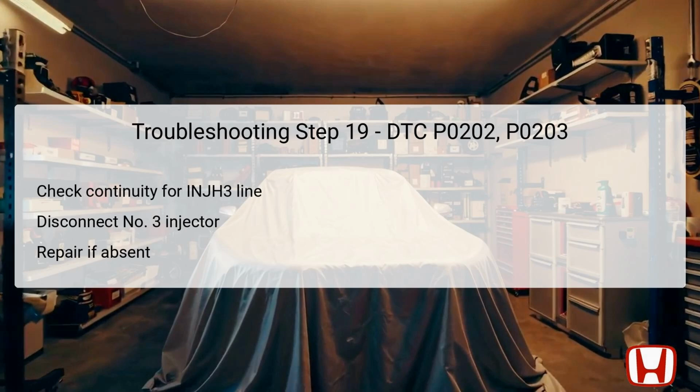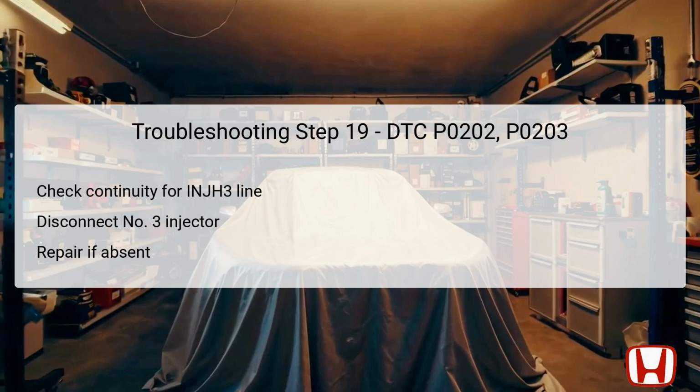In the 19th troubleshooting step, your focus shifts to checking the continuity of the INJH3 line, which pertains to the number 3 injector. Begin by disconnecting the number 3 injector's 2P connector, ensuring you are maintaining proper safety protocols while performing this check. Measure the continuity between the designated point at terminal number 6 of PCM connector E and body ground. If continuity is confirmed, this indicates that the INJH3 wire is functioning correctly.